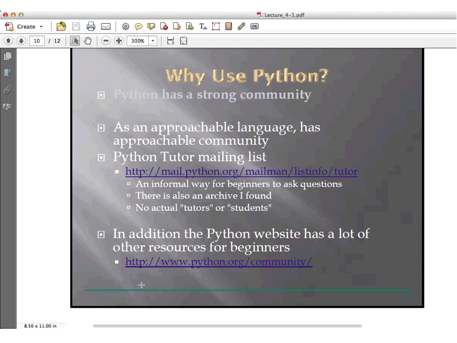Python has a really strong community. You probably haven't heard as much about it as you could. It's an approachable language in that people can learn it. Really, if you know a little bit about programming, you could learn it, like they say, in 24 hours and actually get something useful done.